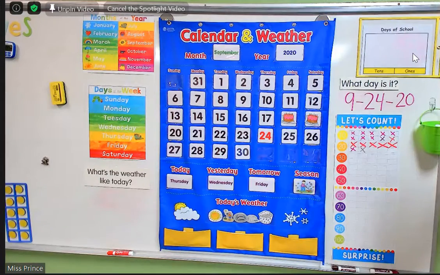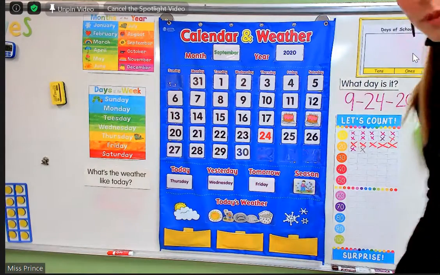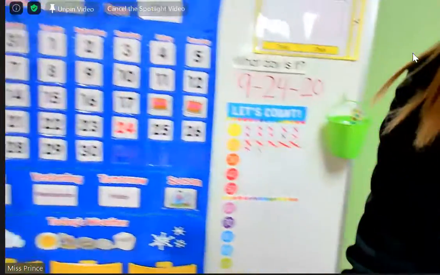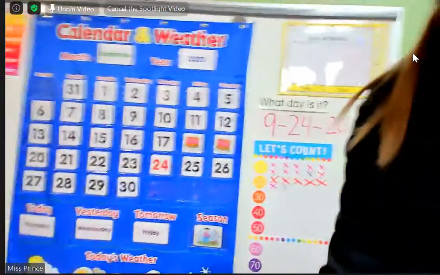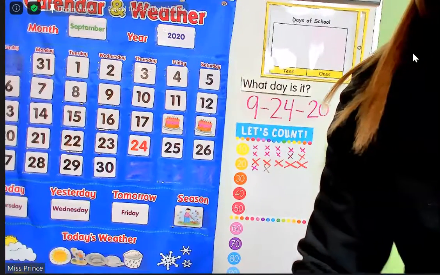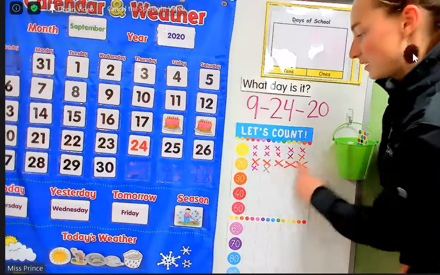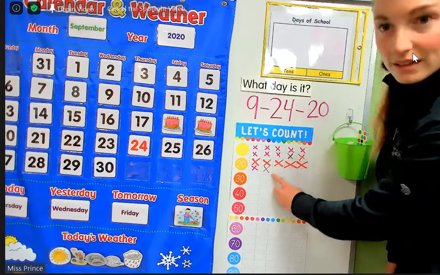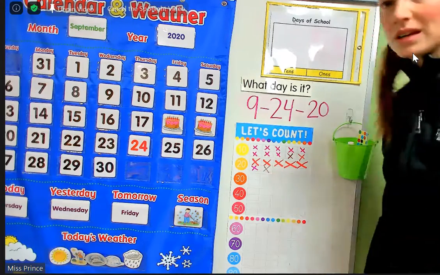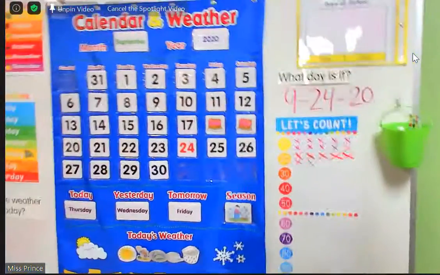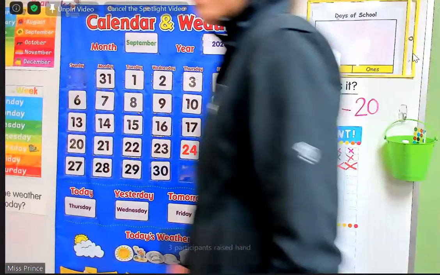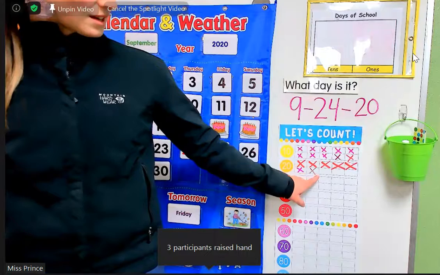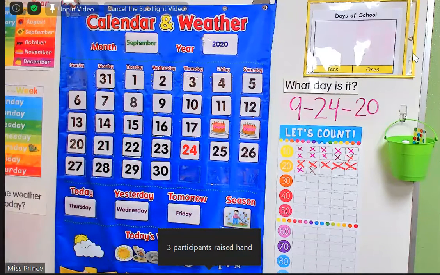Okay, we're going to figure out how many days we've been in school. So I want you guys to look over on the chart. And this is showing how many days in school from yesterday. So we need to add another X. And if you would like to tell me how many days we've been in school, go ahead and hit the raise hand button. So this is yesterday. So when you get done counting, add one more.